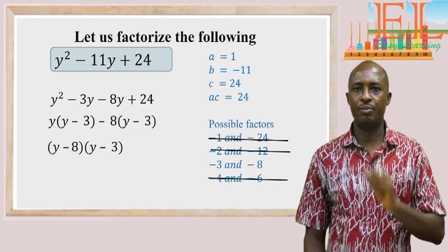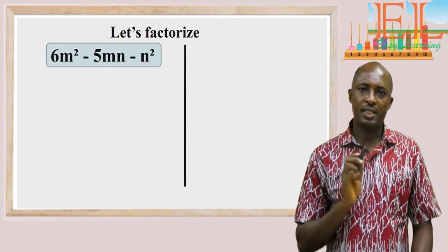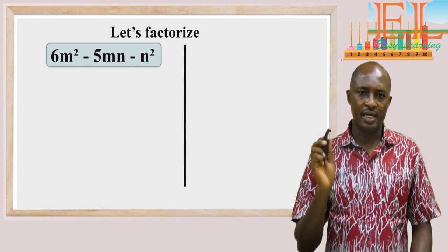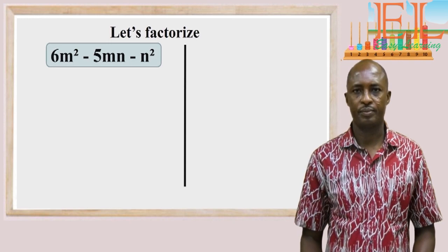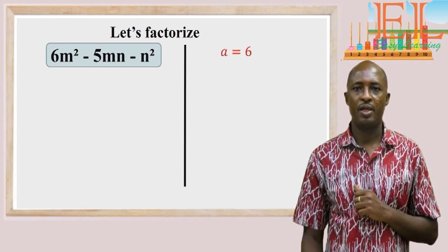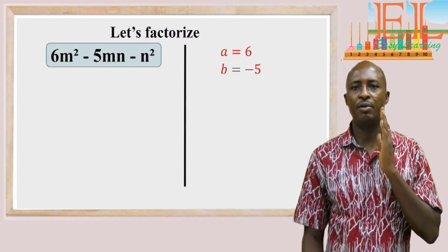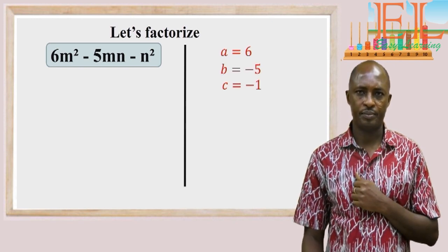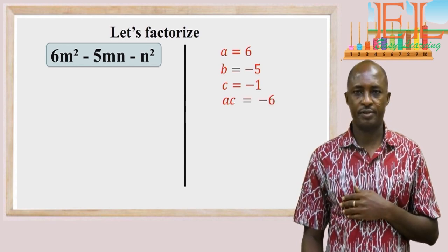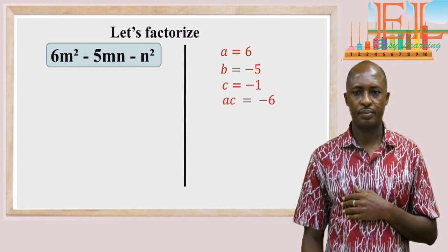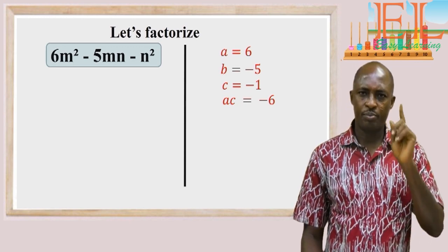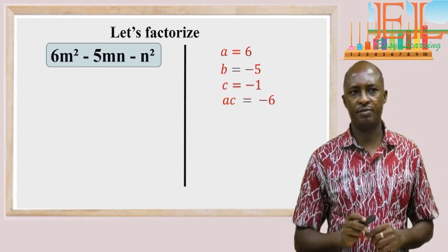Let's look at yet another example. 6m squared minus 5mn minus n squared. In this example, our a is 6, our b is negative 5, and our c is negative 1. Multiplying a by c gives us negative 6. Negative 6 means that one factor must be positive and the other negative.